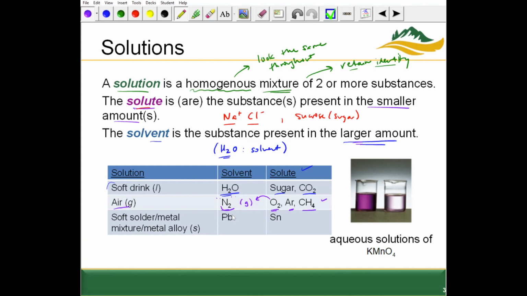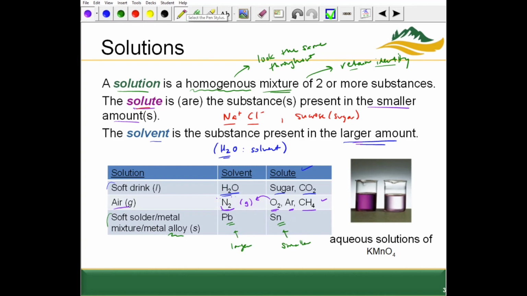Another example here is with metals. If you've heard of a metal alloy, this is technically a solution of one metal and another metal. If we're given this solvent, this is our solute, this is present in the larger amount, then this is present in the smaller amount, relatively speaking.